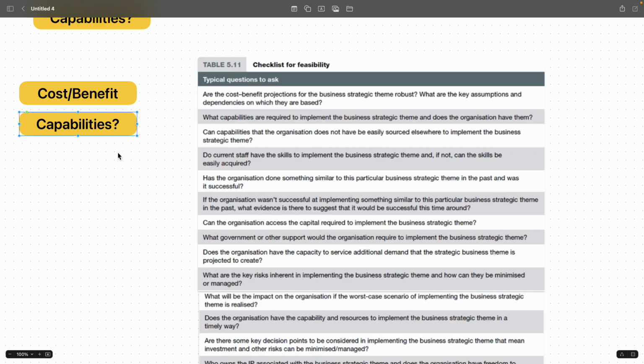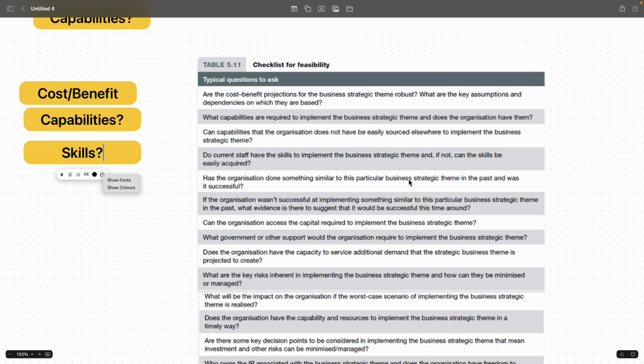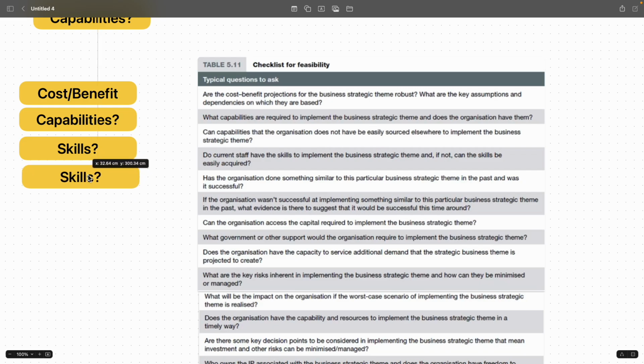Then the next word you're looking at is whether you've got the skills or not. Enough skills or not to do this thing? So do you have the skills? Has the organization done something similar to a particular strategic team in the past, and was it successful? So have you done something like this in the past? If the organization wasn't successful at implementing something similar in the past, what evidence is there they will be successful now? So if you tried this before and it didn't work, what makes you think it'll work now? That's all they're asking. How now? Any changes or not?